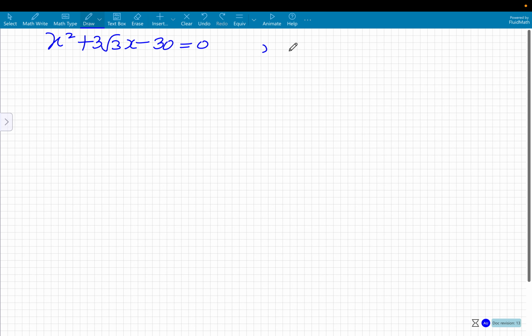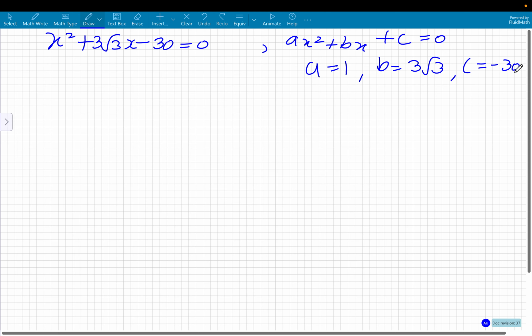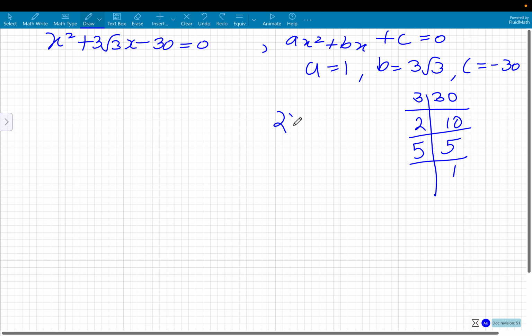We will compare this equation with the general quadratic equation ax square plus bx plus c equals 0. A is 1, B is 3 root 3 and C is minus 30. Now if we take prime factors of 30, it is 2 multiplied by 3 multiplied by 5.